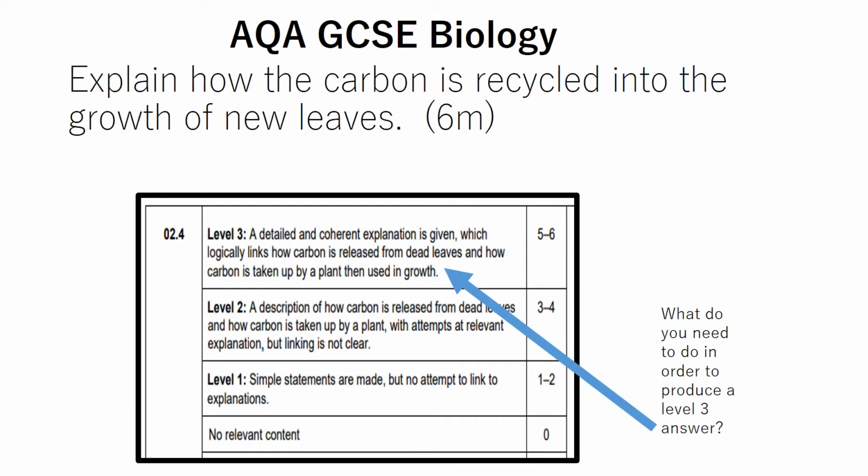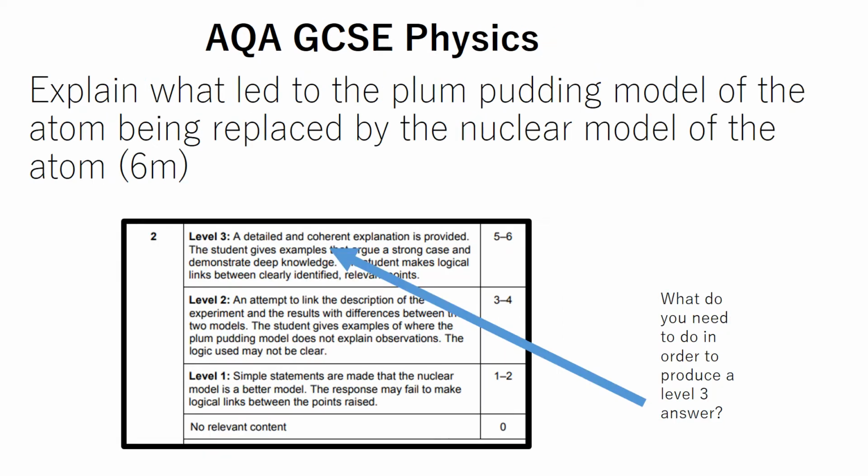Now, looking at the mark scheme for the first question, explain how the carbon is recycled into the growth of new leaves. So to get into level 3, your answer needs to be detailed and coherent. For the physics question, you need to talk about the plum pudding model, okay? And to get into level 3, your answer needs to be detailed and coherent.